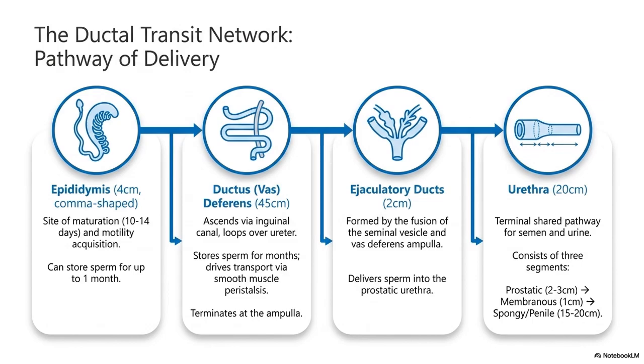So the ducts that are involved in the transport and storage of sperm are, starting from the epididymis, then moving on to the ductus deferens, ejaculatory ducts, and finally the urethra.